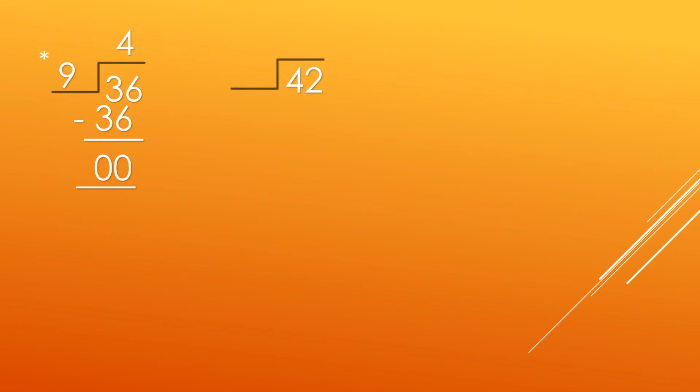So, let's divide a few sums. Here we have 36 which is divided by 9. So, we tell our 9 times table till we reach 36. 9 fours are 36. So, when we subtract 36 by 36, we get the answer as 0. We have 42 divided by 7. Let's tell the 7 times table till we reach 42. 7 6s are 42. So 42 minus 42, the answer is 0.